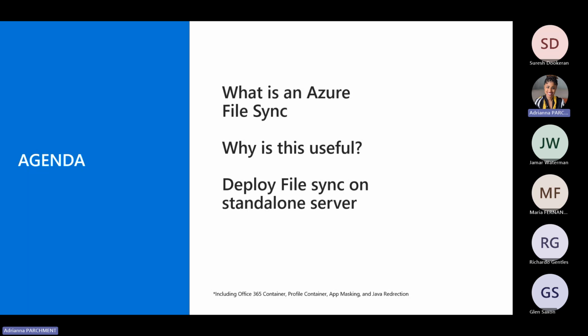We're going to look at some of the use cases. So why would we use this? Where is it impactful? And what are some of the challenges it solves? And then, of course, we're going to do the beginning deployment of the file sync on a standalone server. Our next session will cover the security and access to the file shares, to the file sync service on Azure.